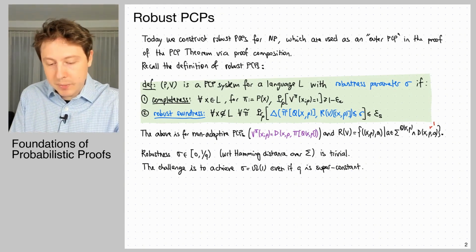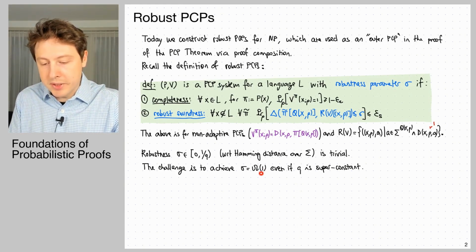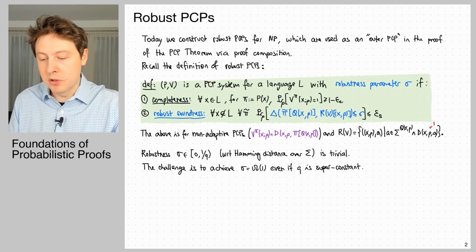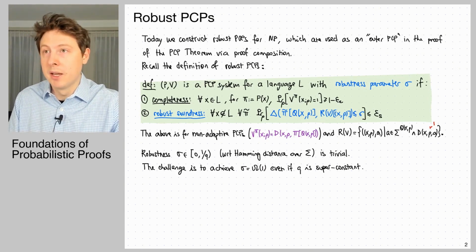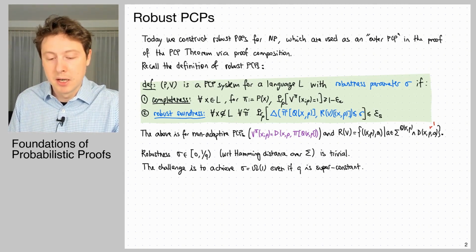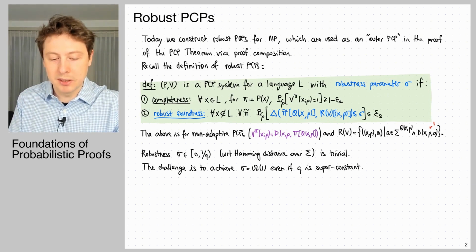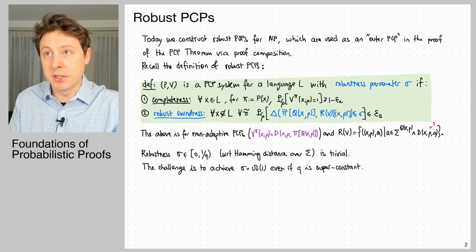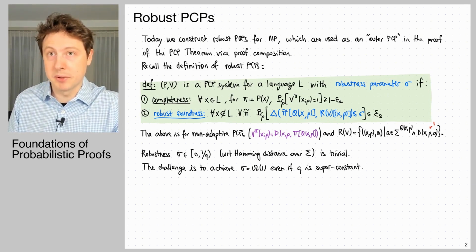The challenge in particular is to achieve a constant robustness parameter even when q is super constant. Remember that every PCP of polynomial size we constructed so far did have super constant query complexity. They may have some very small 1 over polylog trivial robustness, but we're really interested in constant robustness parameters.